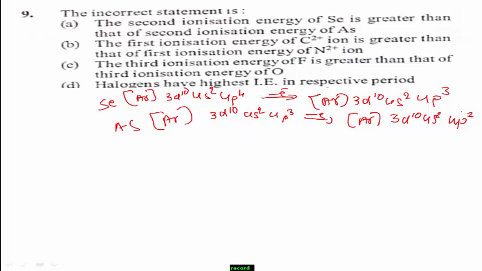Next, carbon's electronic configuration is 1s2 2s2 2p2. After removal of 2 electrons, it becomes 1s2 2s2 only. Nitrogen's electronic configuration is 1s2 2s2 2p3, but after losing 2 electrons, it becomes 1s2 2s2 2p1. This is correct, as C2+ has greater first ionization energy than N2+, since C2+ has a completely filled valence orbital. In the option C, they gave Mg, whose electronic configuration is 1s2 2s2 2p6 3s2. Mg has a filled valence shell, unlike Na, which is 1s2 2s2 2p6 3s1. Therefore, magnesium has a filled valence shell compared to sodium.